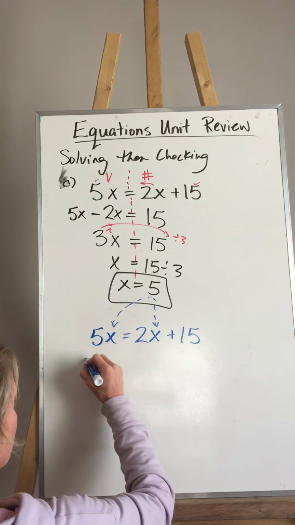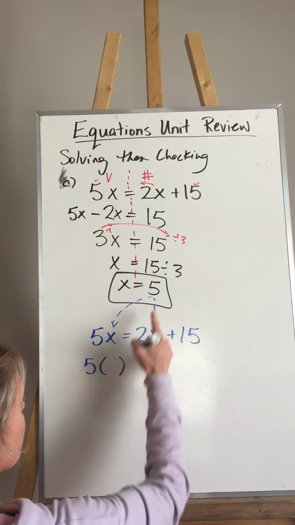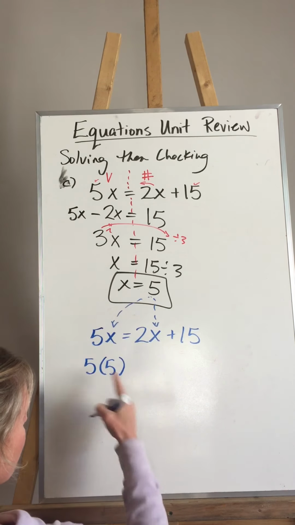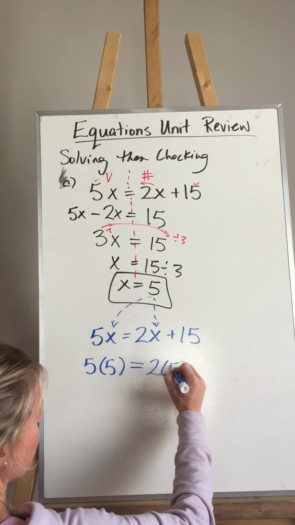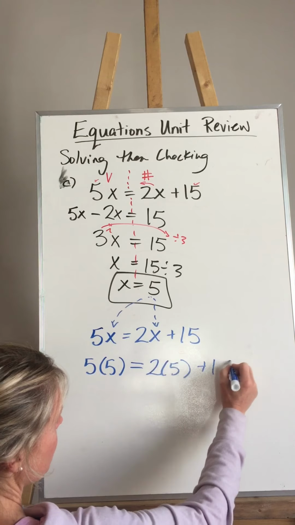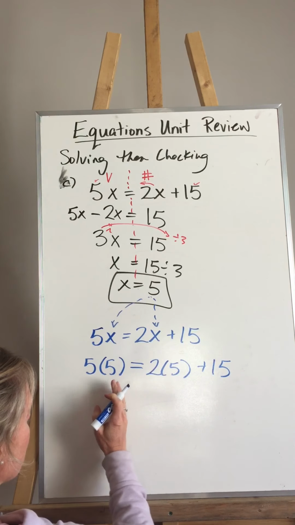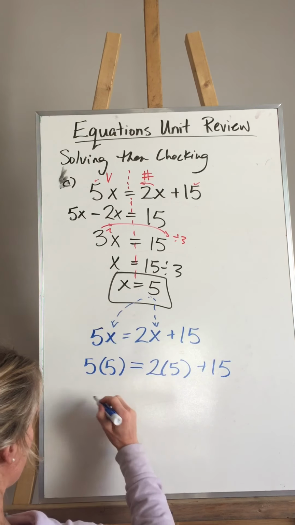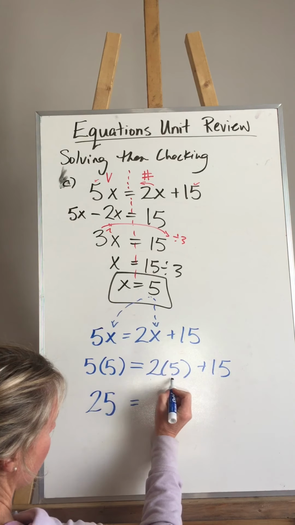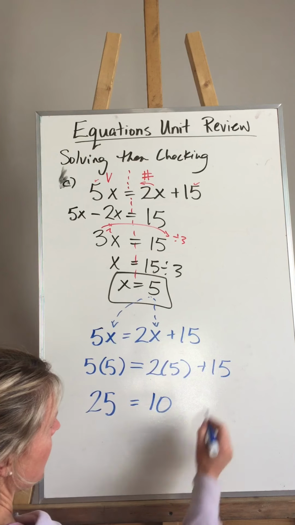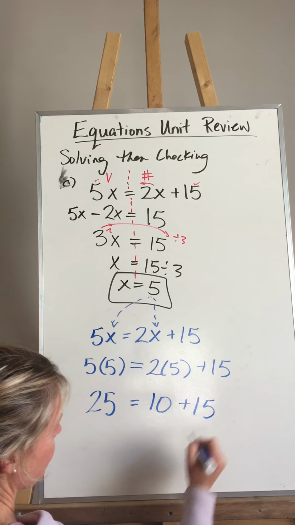So on the left-hand side, I have 5 brackets 5. So 5 times 5 is on the left-hand side. And on the right-hand side, I have 2 times 5 and then plus 15. Okay, so work independently. The left-hand side is going to be 5 times 5, that's 25. The right-hand side is going to be 2 times 5, which is 10. And then I need to add 15.